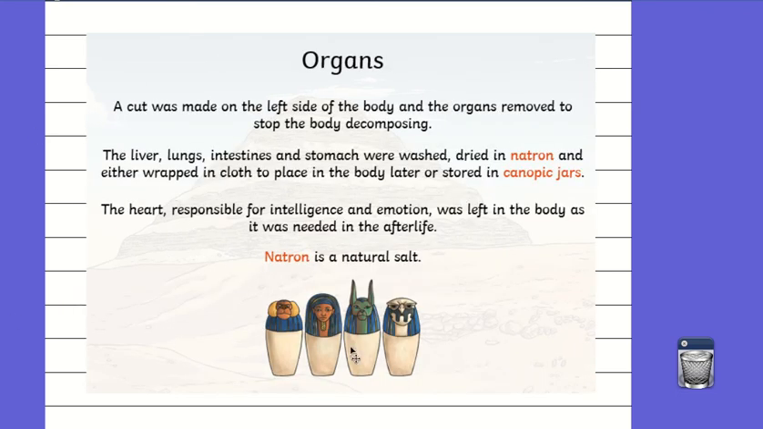So their organs, okay. So a cut was made on the left side of the body and the organs were removed to stop the body decomposing. The liver, lungs, intestines and stomach were washed and dried in natron, and either wrapped in cloth to place in the body later or stored in canopic jars. The heart, which is responsible for intelligence and emotion, was left in the body as it would be needed in the afterlife. And natron is a natural salt, okay, and we're going to learn a lot about that today.